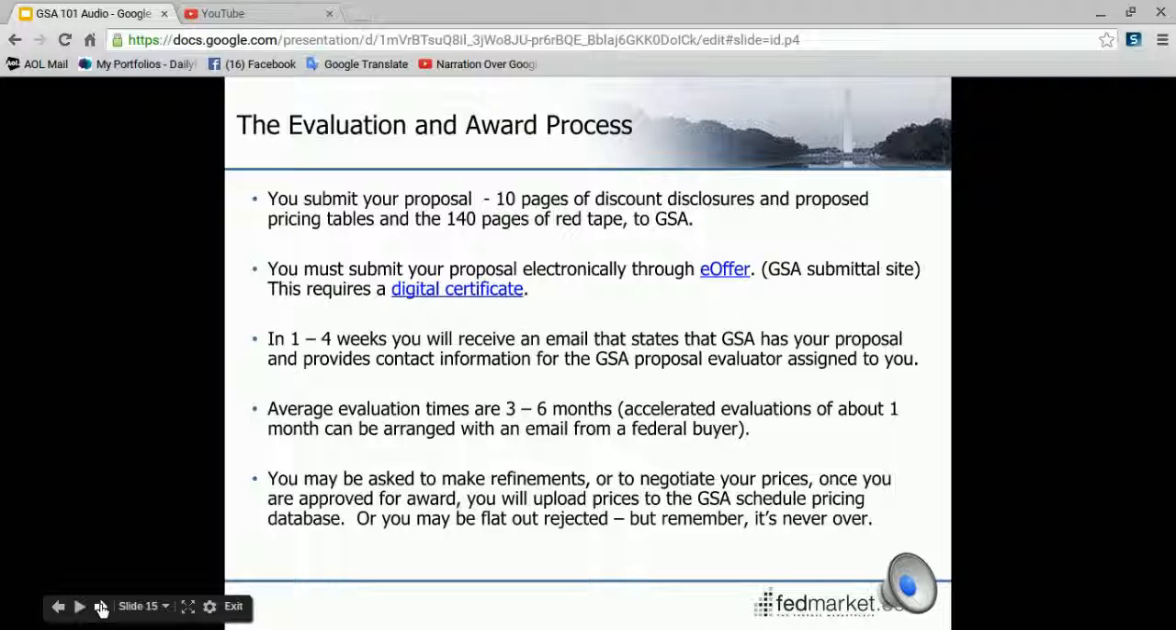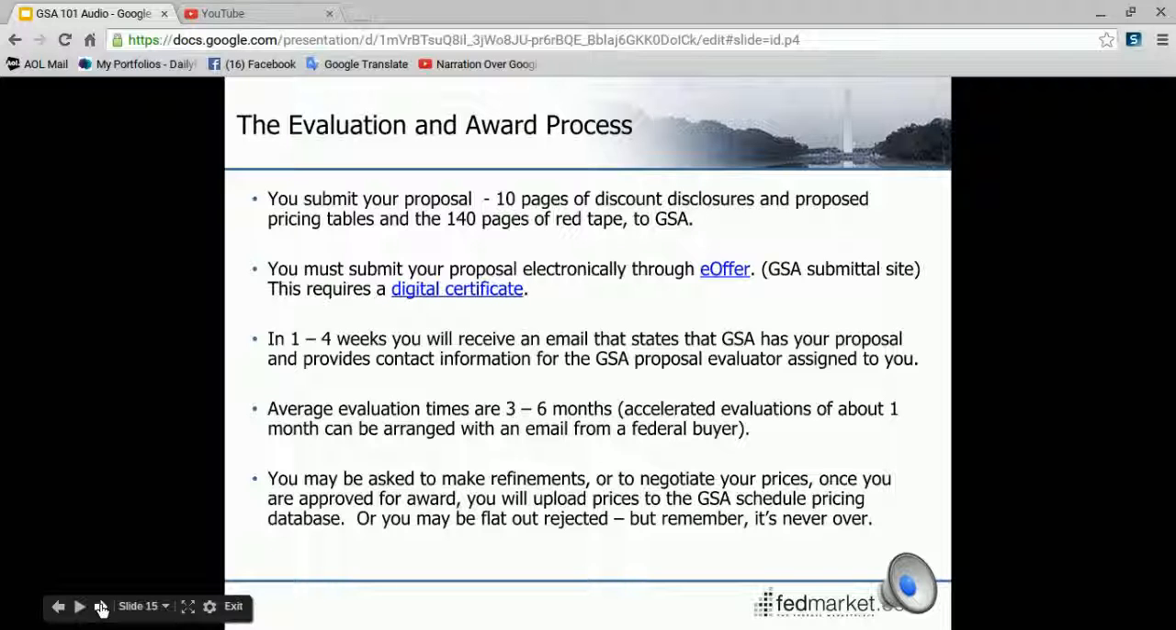Average evaluation times are 3 to 6 months. This can be accelerated to about 1 month with an email from a buyer. If a federal buyer wants to make a purchase from you and is waiting for you to obtain a GSA schedule, this will accelerate the process. It's a wonderful position for a vendor to be in.